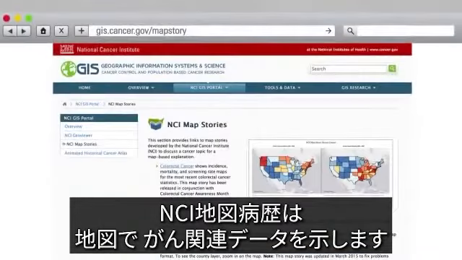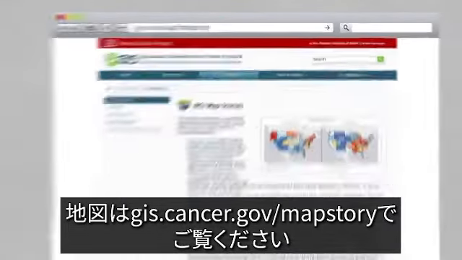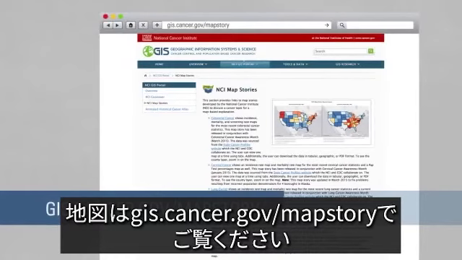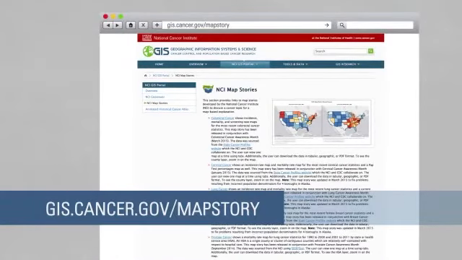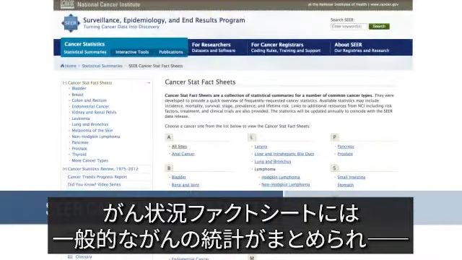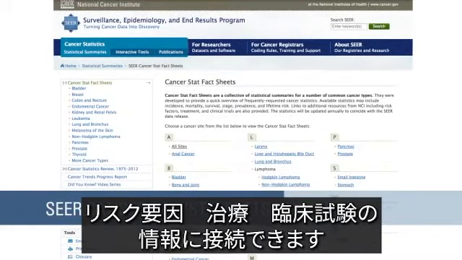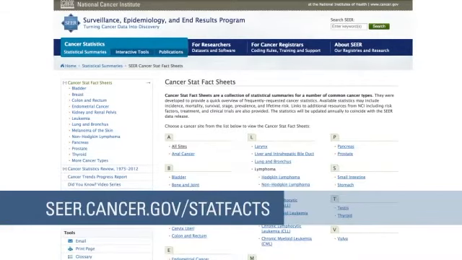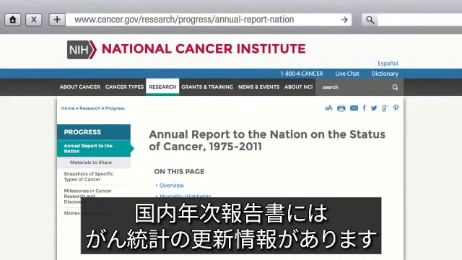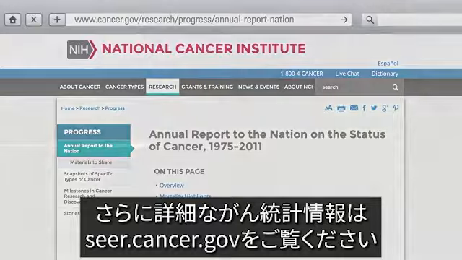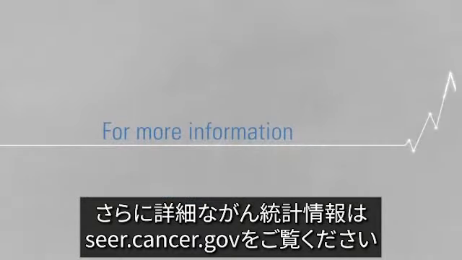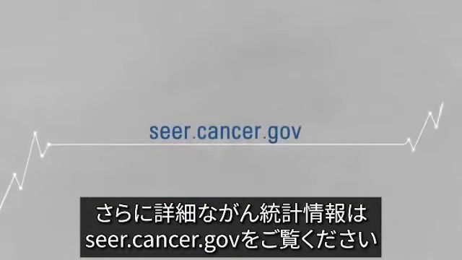NCI map stories show cancer-related data through the use of U.S. maps. To see the maps, visit gis.cancer.gov/mapstory. Printable stat fact sheets summarize the latest cancer statistics for common cancer types and link to more information about risk factors, treatment, and clinical trials. The annual report to the nation provides an update on cancer statistics in the United States. For more information on statistics and additional resources, visit seer.cancer.gov.